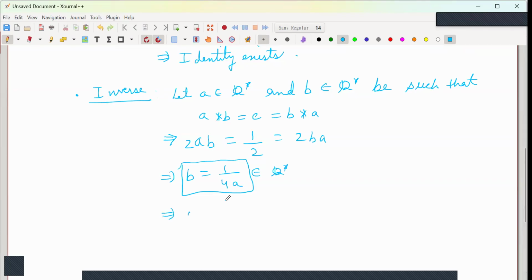This implies the inverse also exists. Inverse exists for all A belongs to Q star, right? And thus the set of all non-zero rationals under this operation is a group.